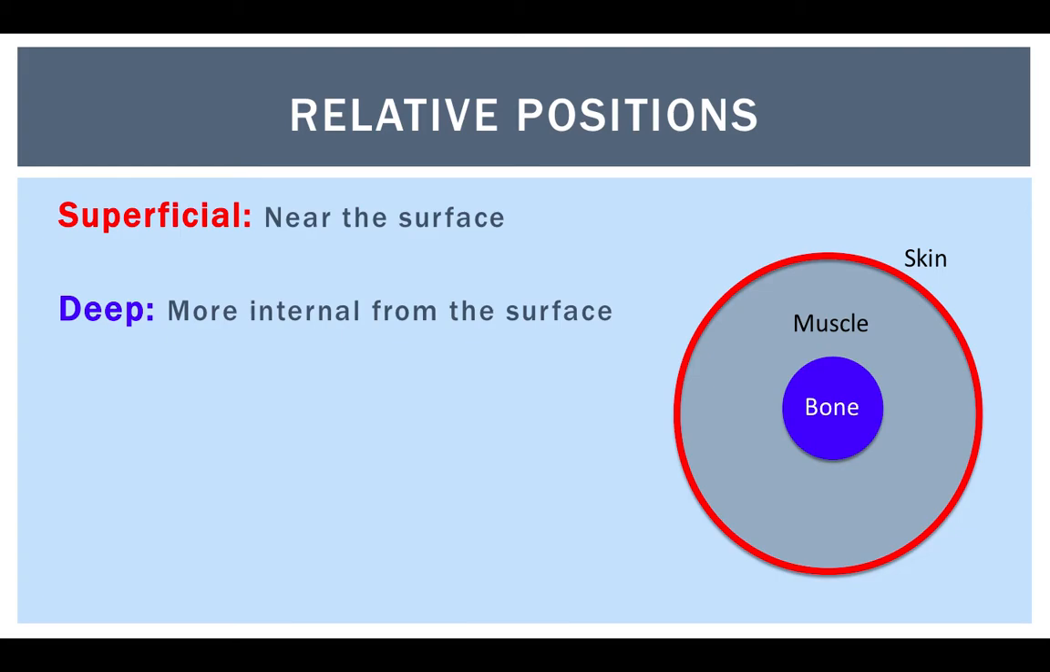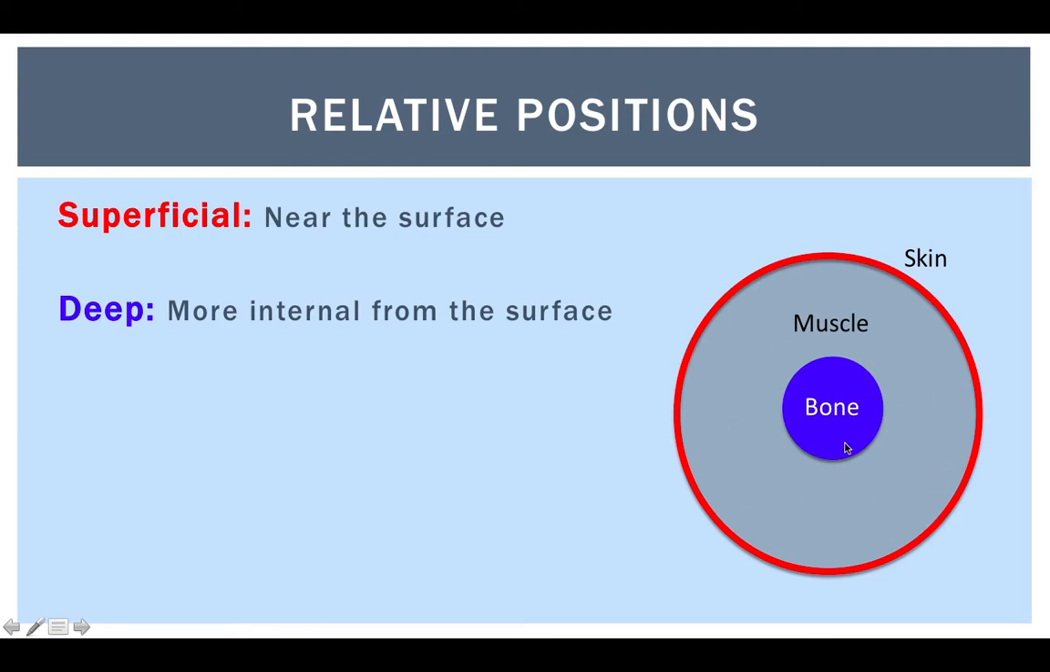So superficial means near the surface, and deep is more internal. If you have a superficial relationship with someone, you have a very surface level relationship with someone, as opposed to having a deep relationship with them. I don't know how to say this besides saying deep. It's not just surfacey.